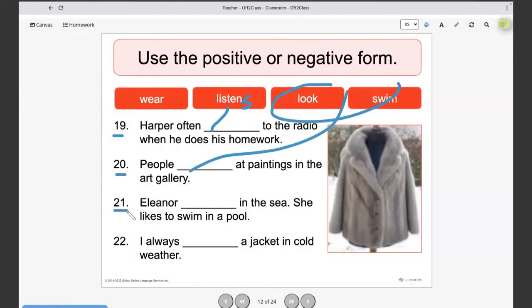Now Eleanor. Swim. Right? Yes, swim. But shall I put it in positive or negative form? Eleanor doesn't swim. Bravo. Doesn't swim in the sea. Why? Because she likes to swim in a pool, not in the sea. Okay. 22, last one, Nora.